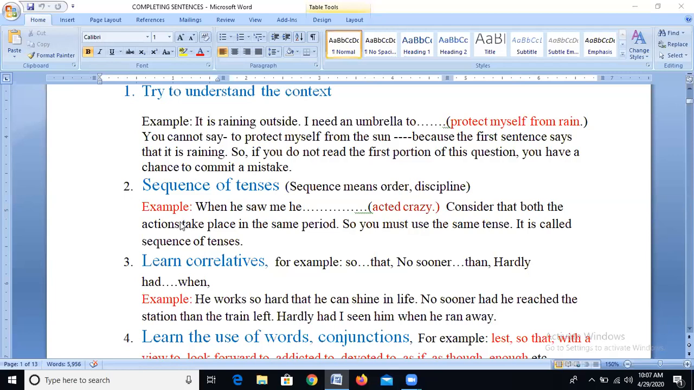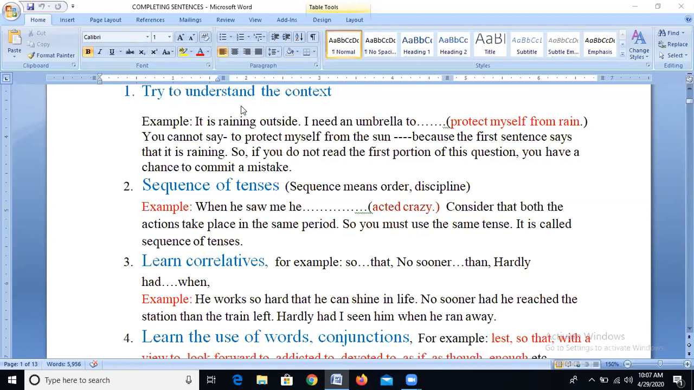Suppose, look at this example. When he saw me, he, then dash. Just think of the first clause, when he saw me. So when he saw me, this is a subordinate clause and it is in past tense.